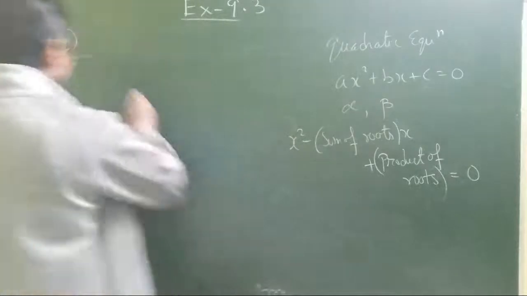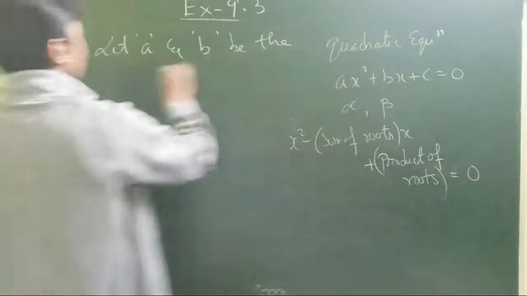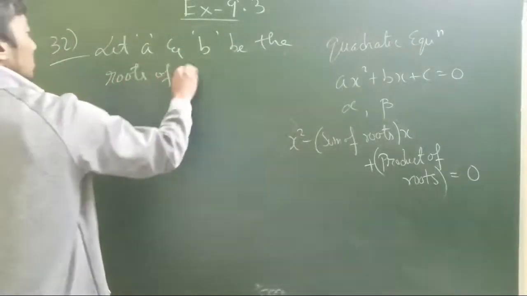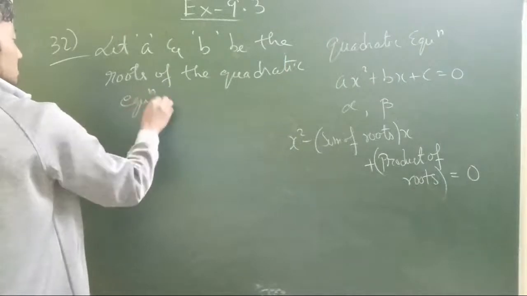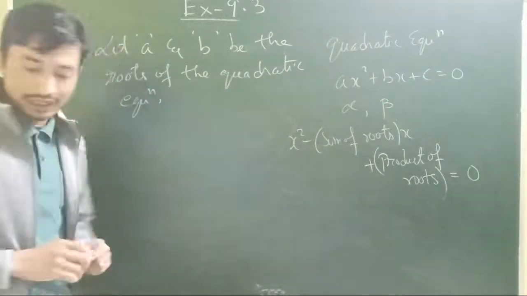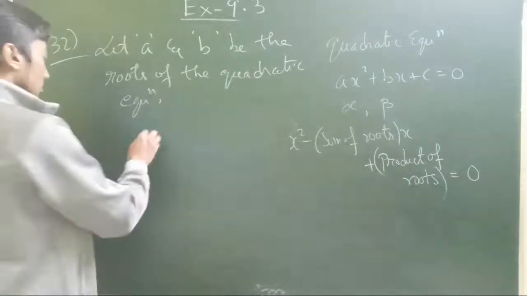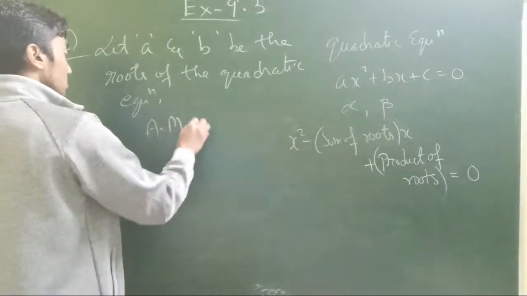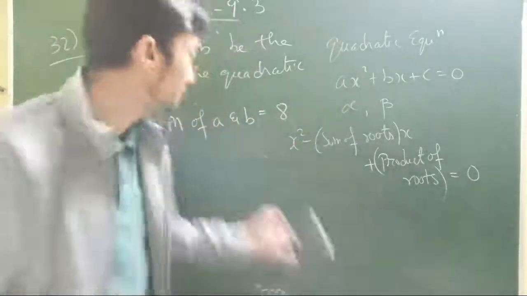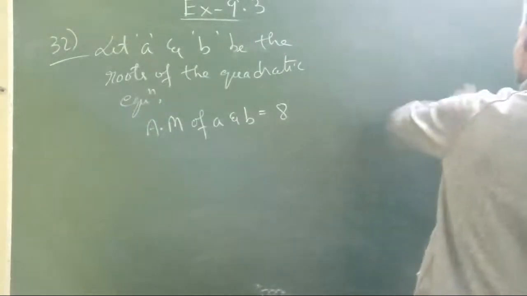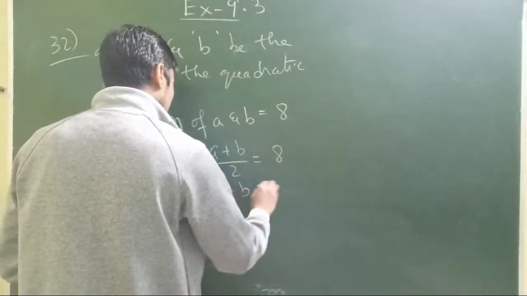Let's see. For that, we will assume let A and B be the roots of the quadratic equation. Now what the question is telling us is that the arithmetic mean of the roots of a quadratic equation, that is of A and B, is 8. That means (A plus B) divided by 2 is equal to 8, so A plus B is equal to 16.